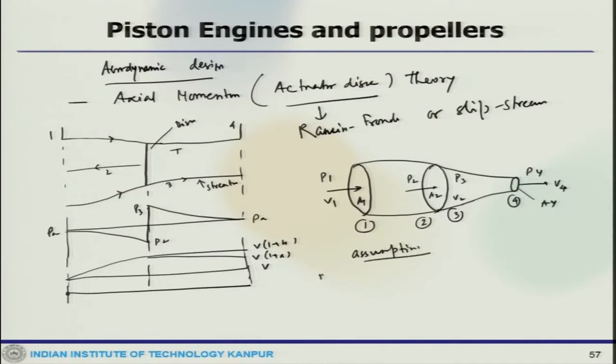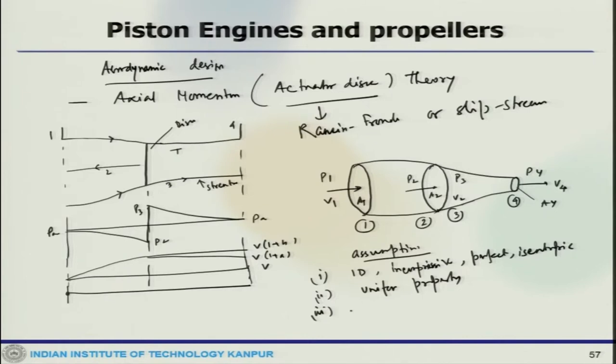One is the fluid is one dimensional, incompressible, then perfect, isentropic. Second, the flow has uniform properties, that is velocity and pressure, across any plane normal to the flow, except for the discontinuous jump in pressure across the disk itself. So, uniform properties is another assumption.